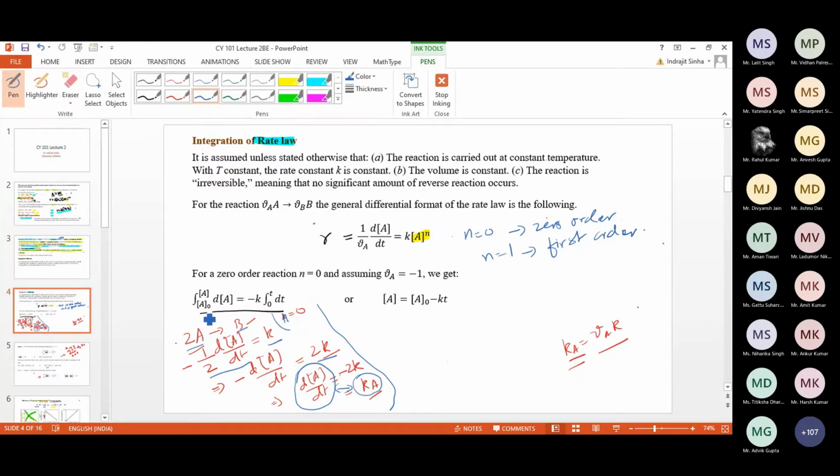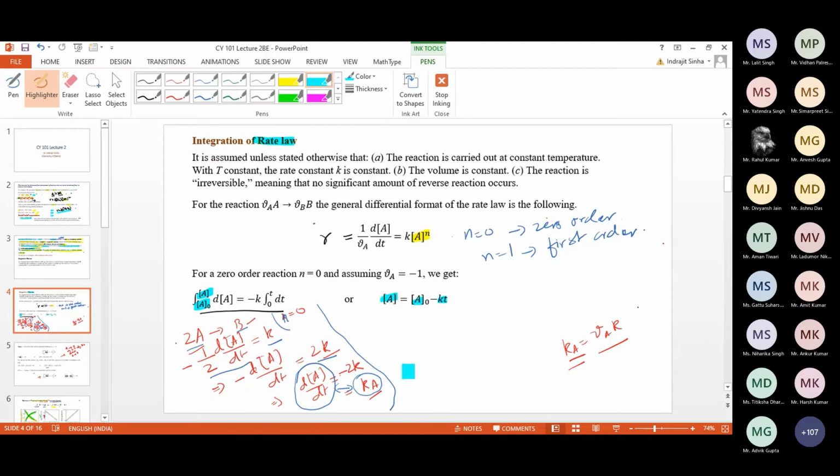So this is a simple integration that we have shown over here, and I think you have already done this in your 12th level, so I do not need to repeat it. If it is a zero order reaction and you have the limits, A0 is the initial amount of that reactant A, and A is the final amount that is remaining after time t, then you can integrate it and the integrated expression looks like this, right?